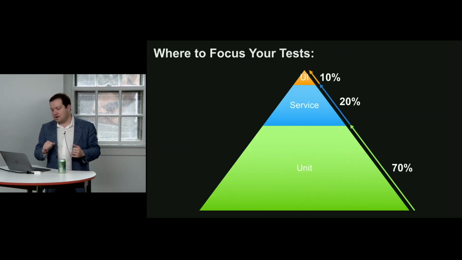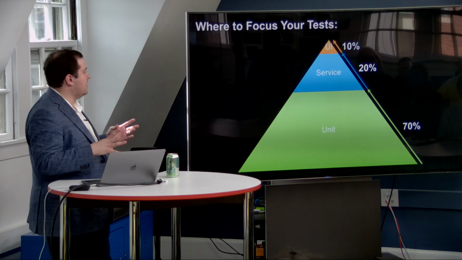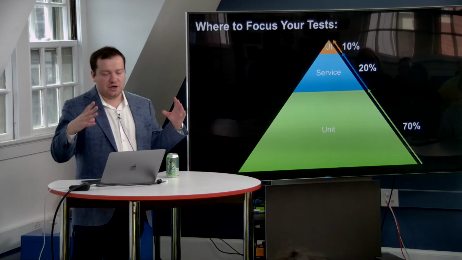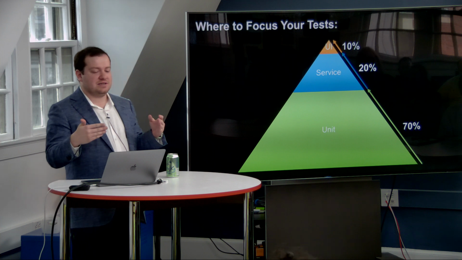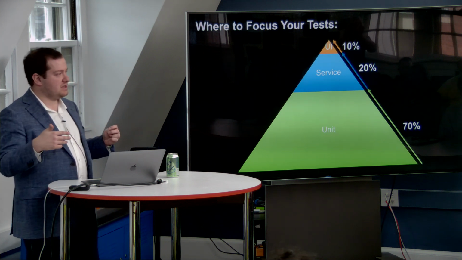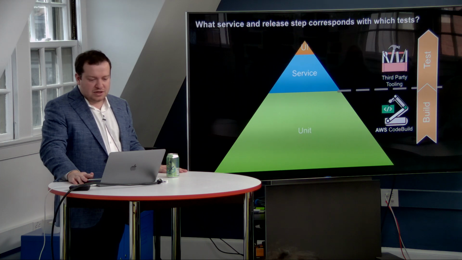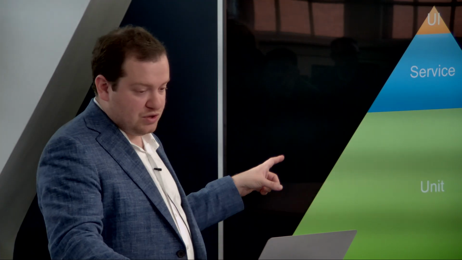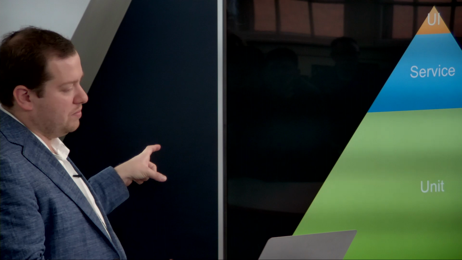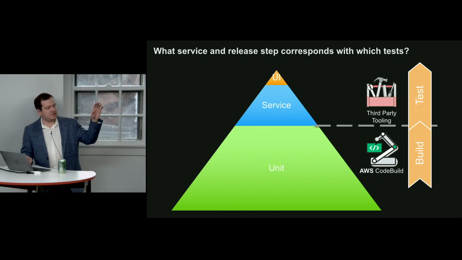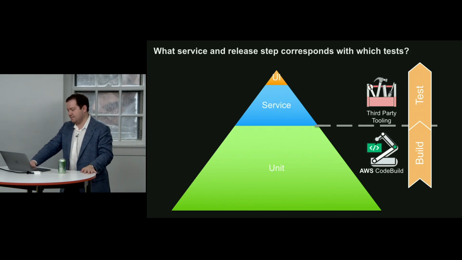So we find that industry experts agree on how you should focus your testing. You should do 70% of your testing on unit testing, then 20% on service testing, and 10% on UI testing. So typically, what you can do is you can do your unit testing with code build. And for service and UI testing, you want to use third-party tooling.